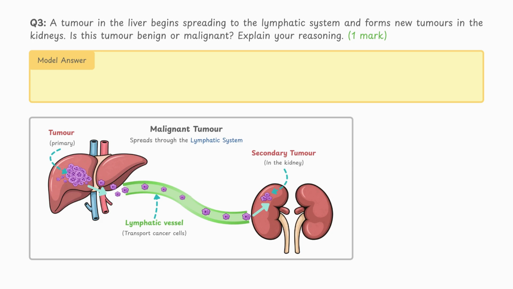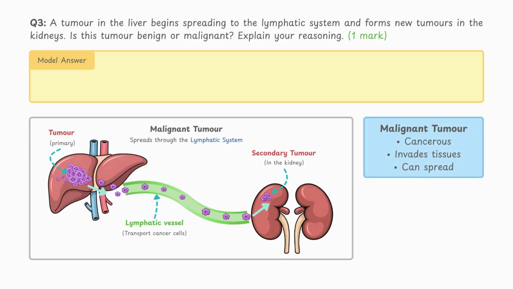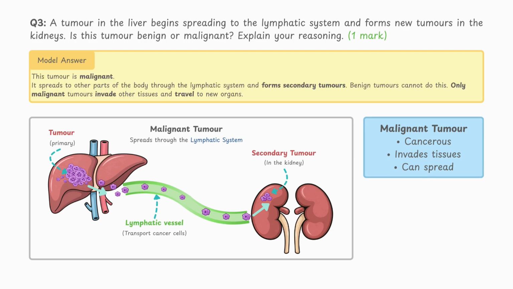This ability to invade tissues and spread to new parts of the body is a defining feature of malignant tumors. Benign tumors cannot spread or form secondary tumors. The key features are invasion, spreading, and metastasis. So the final answer is, this tumor is malignant. It spreads through the lymphatic system and forms secondary tumors in other organs, which is a characteristic of malignant cancer.